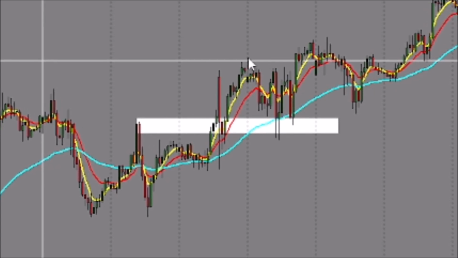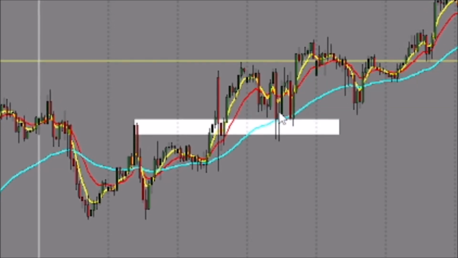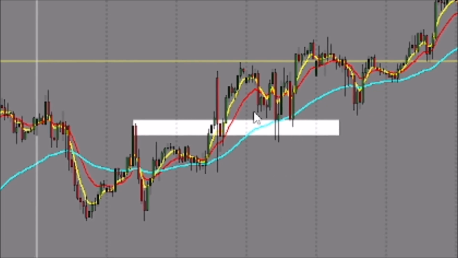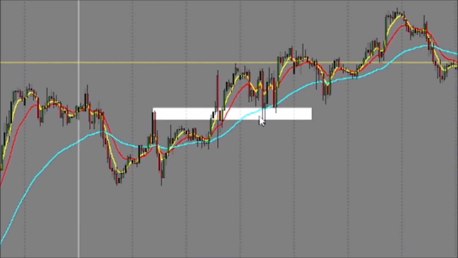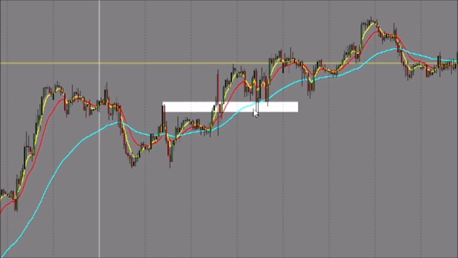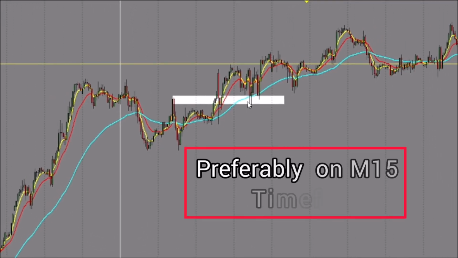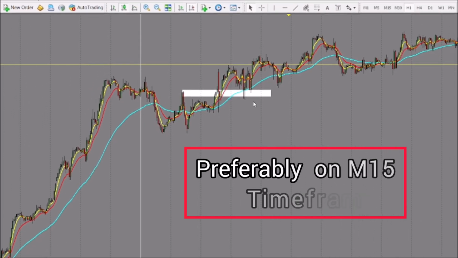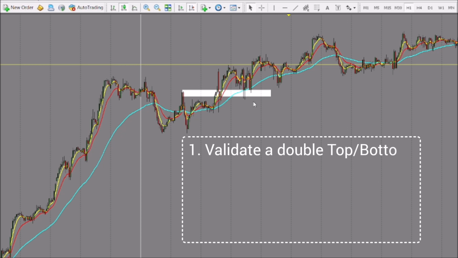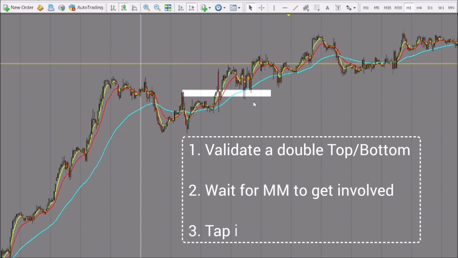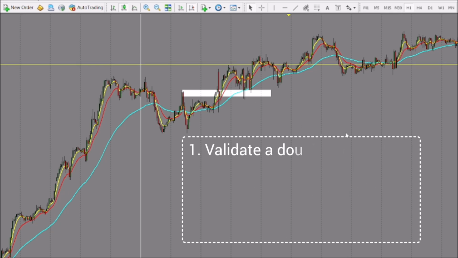So our entry is when they want to tap in that particular liquidity. We can see the market coming back to tap in that liquidity, where we can now start to look for candlestick reversal patterns on the smaller time frame. So basically, the first step is to validate a double top or a double bottom, and then wait for the market makers to get involved to break the high or the neckline, then tap in that same liquidity later.